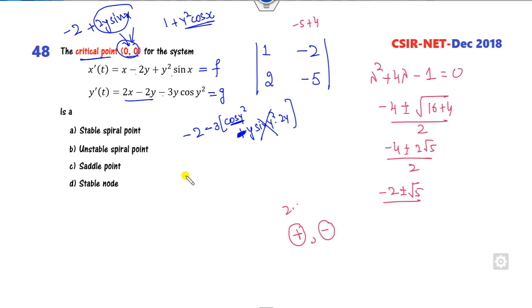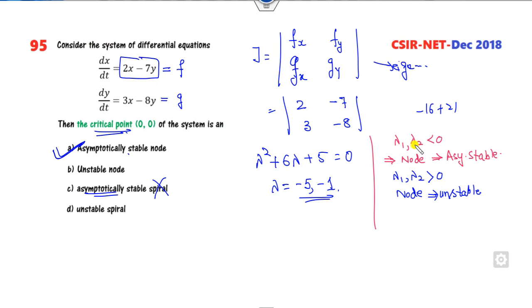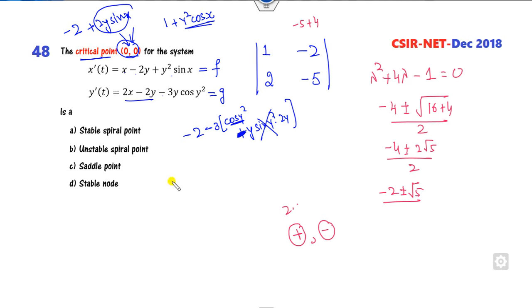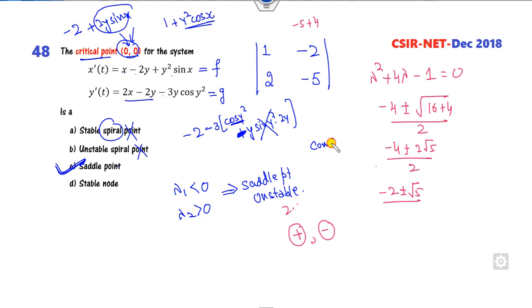Remember, whenever there is a condition, when both are of the same sign, then it is stable or unstable. When one eigenvalue is greater than 0 and the other eigenvalue is less than 0, we call it a saddle point, or an unstable saddle point. So a spiral will not be there, a saddle point is. Fine. So these are the simple rules. Spiral means the eigenvalues are complex numbers. When the eigenvalues are complex numbers, then it will be a spiral.